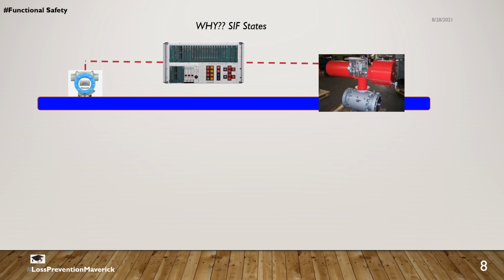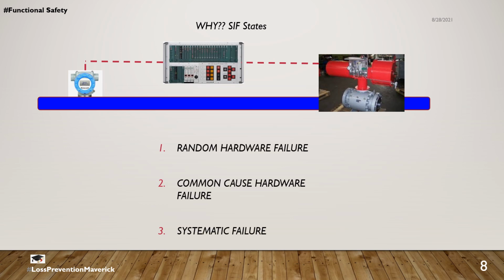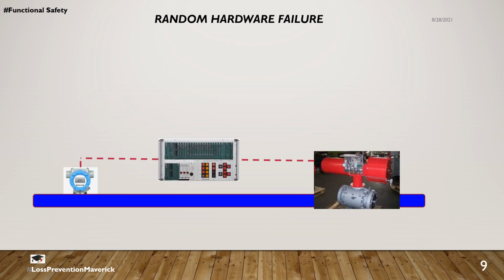This happens because the equipment or the component on the SIF goes bad, or there is a failure. There are three types of failures in definition for the equipment, and those are random hardware failures, common cause hardware failures, and systematic failures. So now let's proceed to see what is actually a random failure.